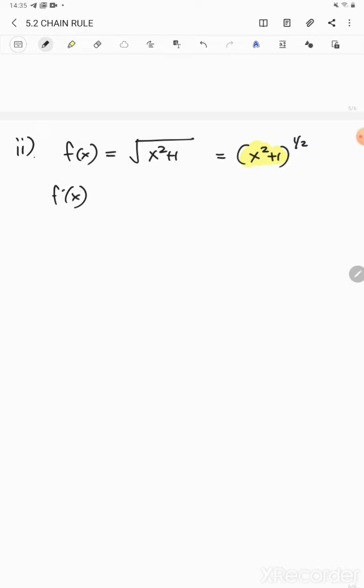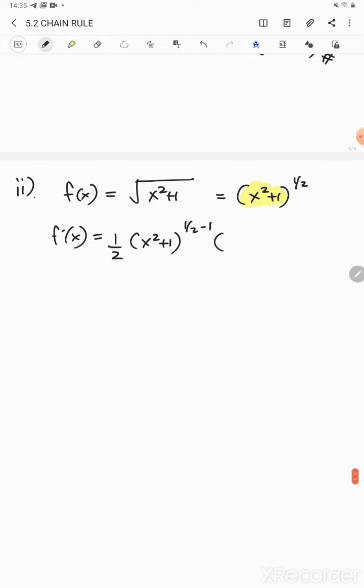Remember the 4 steps just now we discussed. So bring 1 over 2 to the front, copy all terms inside the bracket, and then the power you have to minus 1, and then next, the last one, you have to differentiate all terms inside the bracket. So we get here, differentiate x power of 2, get 2x plus 0, right? Okay, no need to write.